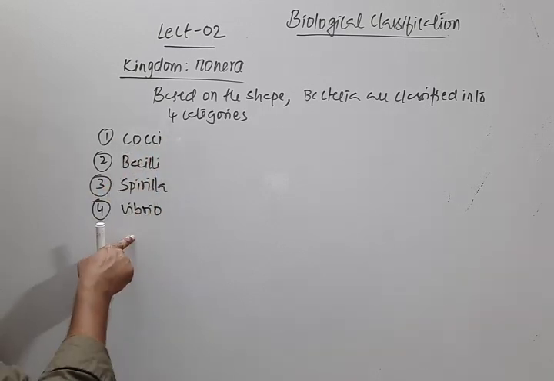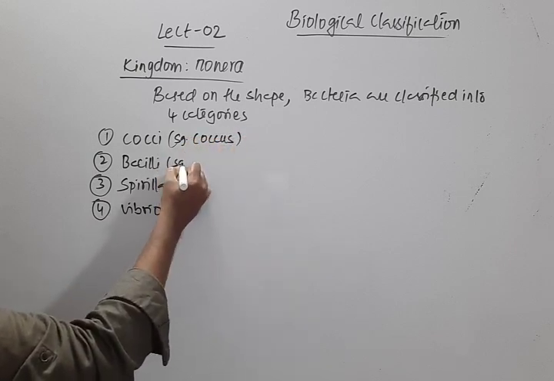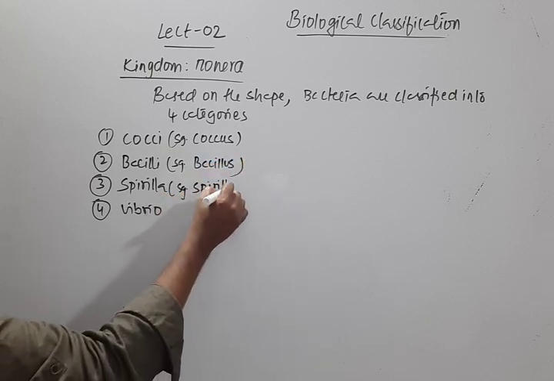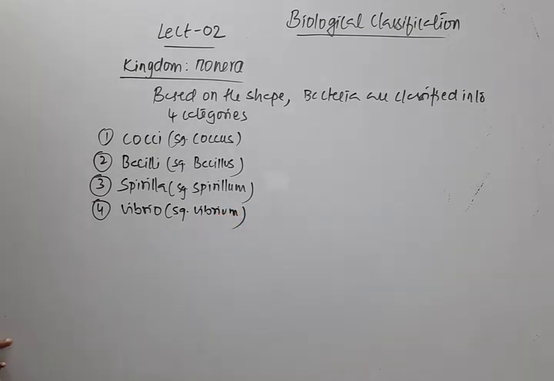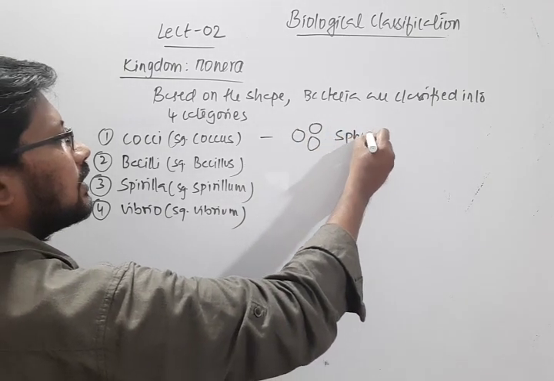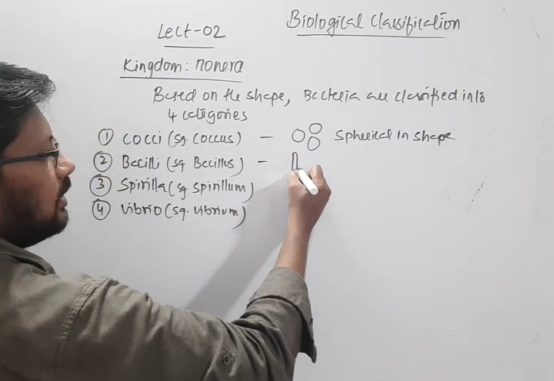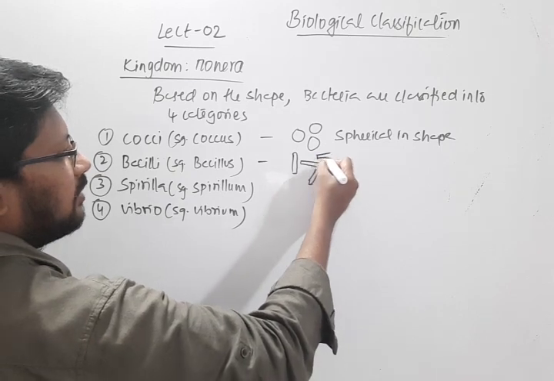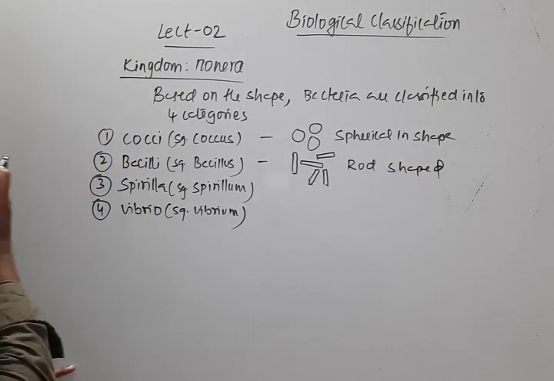Here I mentioned the plural forms. The singular is coccus, the singular is bacillus, the singular is spirillum, and the singular is vibrium. The cocci bacteria are round in shape, that is, they are spherical. Then coming to bacilli, these are rod shaped. So rod shaped bacteria are called bacilli.